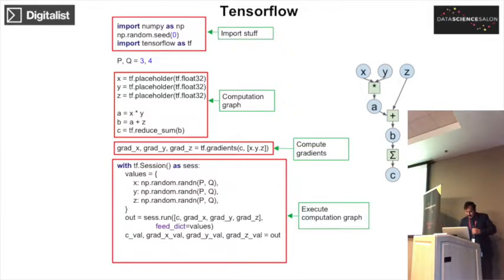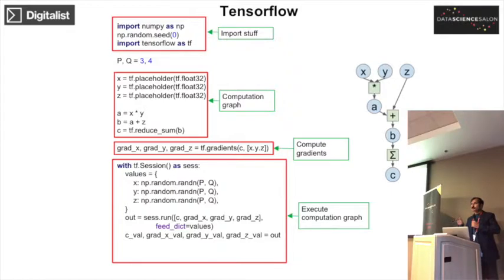Then you do the gradients. In the older version of TensorFlow, I think 0.9 or 0.12, even 1.0, this is how executing the computation graph used to be. So the fundamental concept in TensorFlow is you define a computational graph, and then you run the graph.